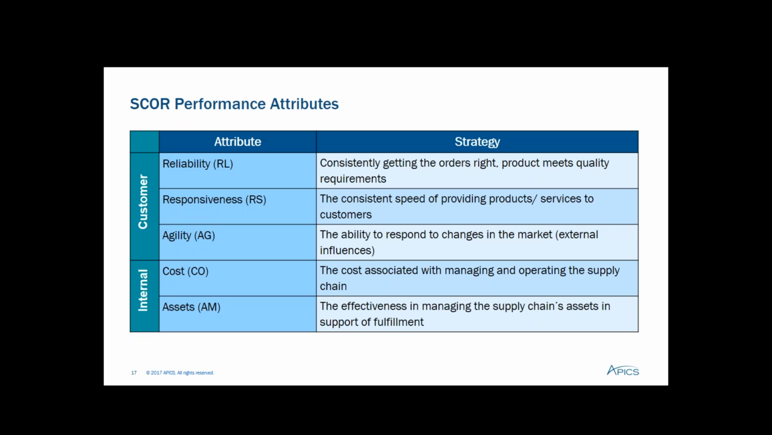Asset management efficiency, or simply assets, is defined as the ability of the supply chain to efficiently use its assets. Asset management strategies in a supply chain include inventory reduction and insourcing versus outsourcing. Example metrics include inventory days of supply and capacity utilization. Asset management efficiency is an internal focused attribute. And also note here that the SCOR performance attribute coding for each of the attributes is included, RL for reliability, etc.